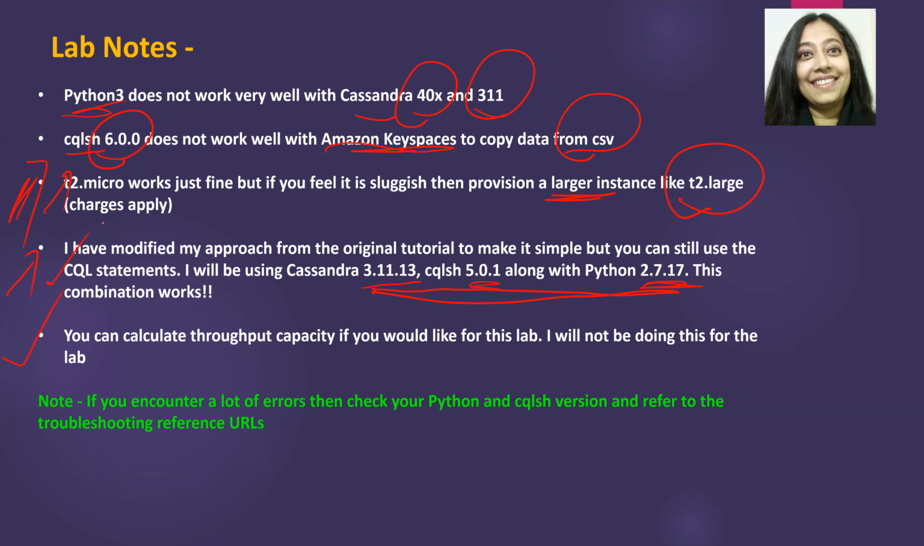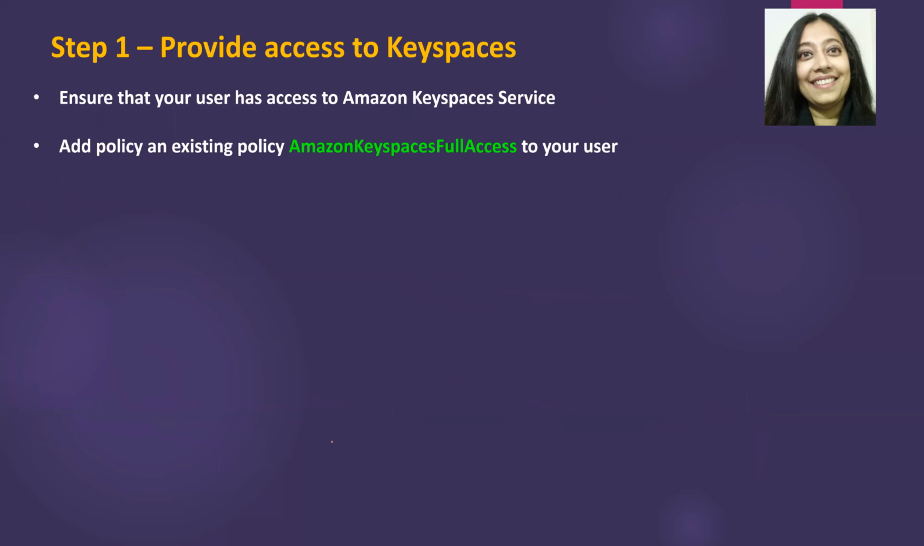The original tutorial calculates the throughput capacity. If you want, you can do that for the lab, depending upon how many records you have. I will not be doing this. I'm going to skip this particular step. And if you encounter errors, unfortunately, people do, and I got a whole lot of errors. Check your Python version, check your CQLSH version, and refer to the troubleshooting URLs that I had shared with you. Hopefully, whatever error you get is covered in one of the scenarios in the troubleshooting URLs. So with that, let's get started.